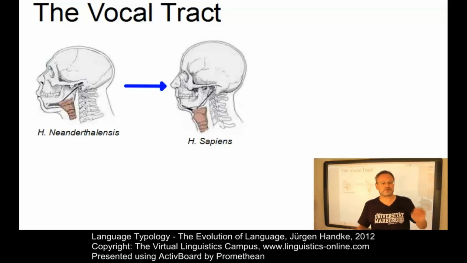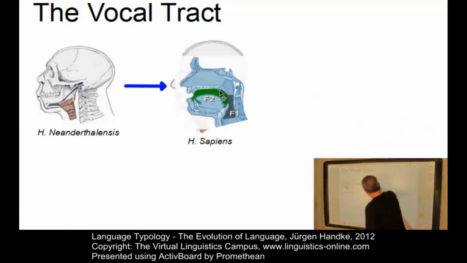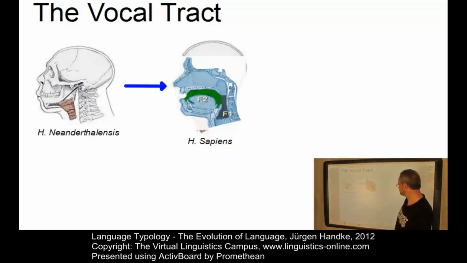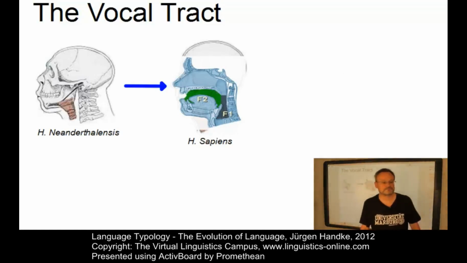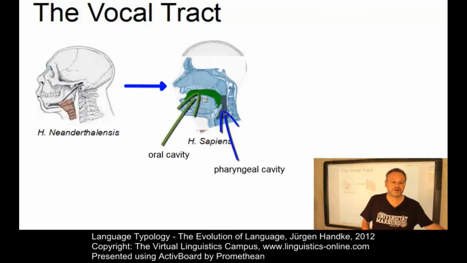This in turn has the consequence that the human vocal tract is now subdivided into two chambers responsible for the essential formant frequencies. Now, the low larynx position has led to these two resonance chambers. And now with this lower larynx position and a vocal tract which is clearly subdivided into an oral cavity and a pharyngeal cavity, Homo sapiens can produce a wide range of speech sounds.